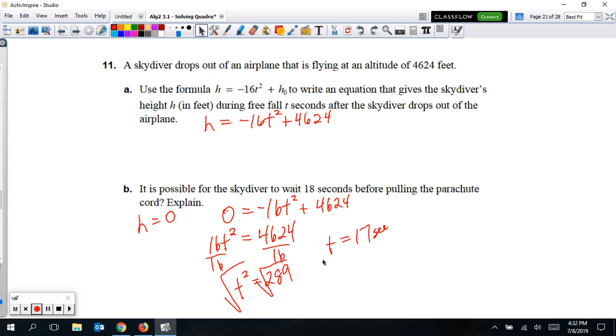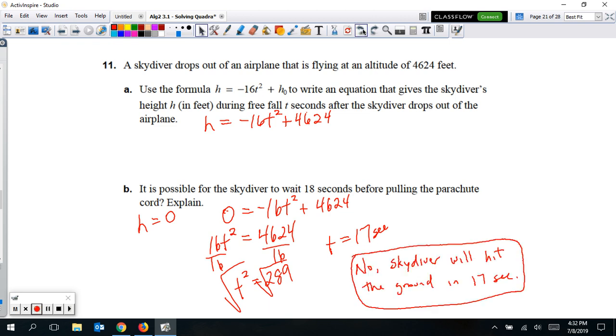So it is too late for him to pull the cord because he's already on the ground at that point. So the answer to this question, is it possible for him to wait 18 seconds? No, the skydiver will hit the ground in 17 seconds. So that's why it's not possible. So I think that's why this is the better way to go. You can solve the quadratic equation using our method of taking the square root of both sides.